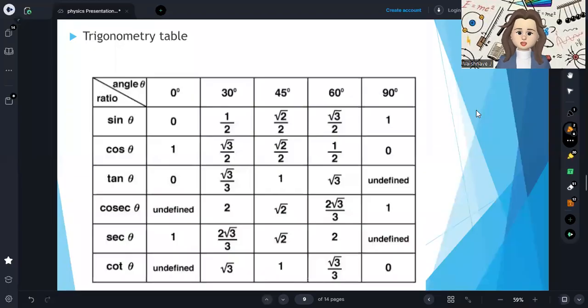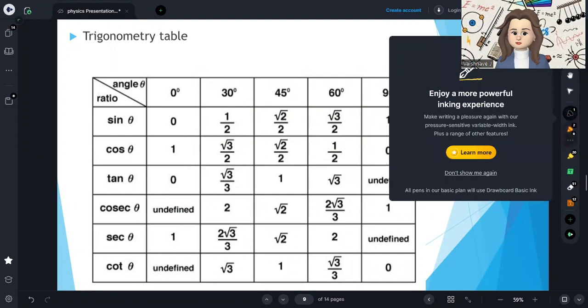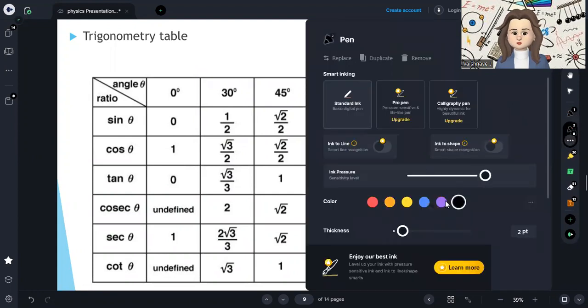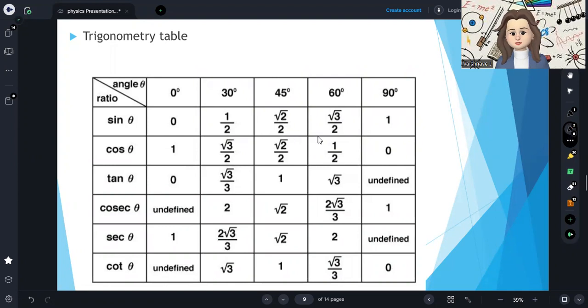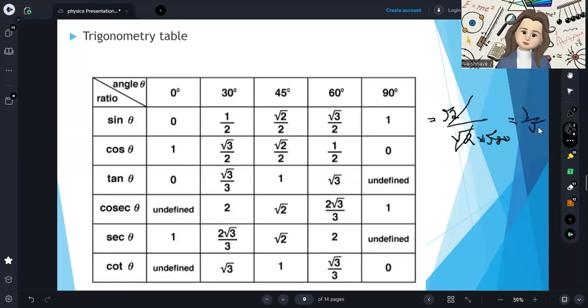So as you can see, sine 0 is 0, sine 30 is 1 by 2, sine 45 is 1 by root 2. It's actually 1 by root 2. This is also a good value. Either way, this can be written as root 2 by root 2 into root 2, so this gets cancelled. So it's either way 1 by root 2. Sine 60 is root 3 by 2, sine 90 is 1.